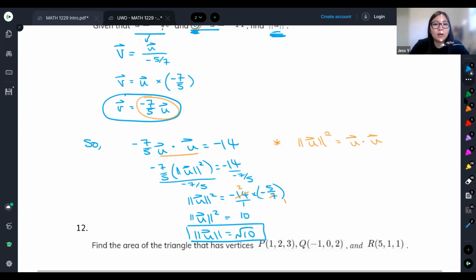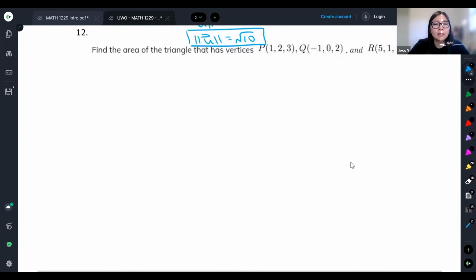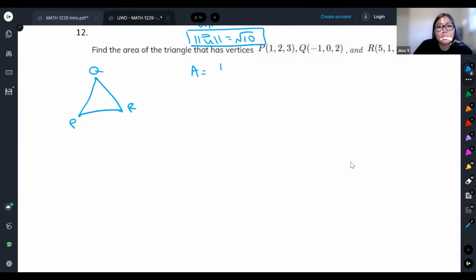All right, number 12. I think this might be the last one in this section. We want to find the area of the triangle with these vertices. So I'm just going to sketch it out, P, Q, and R. It doesn't have to be exact. I'm just sketching it out so we see the triangle. Remember the formula for the area of a triangle. It's 1/2 times the length of whatever vector u and vector v are. So it's going to be u cross v.